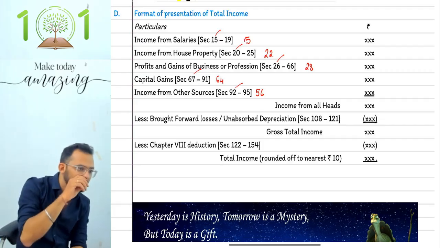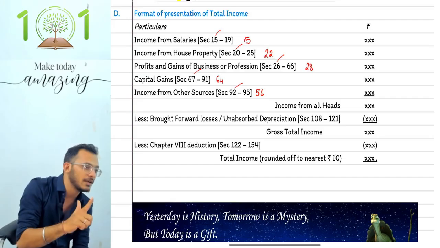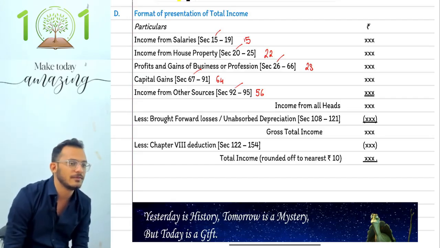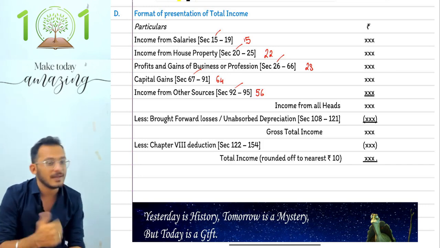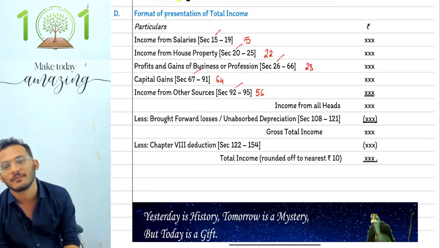Anyways, just to clarify, people, the 5 heads of income will not give you total income. The 5 heads of income will give you the gross total income. In that gross total income, you need to claim deductions.